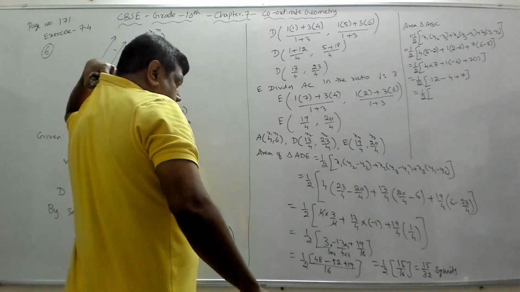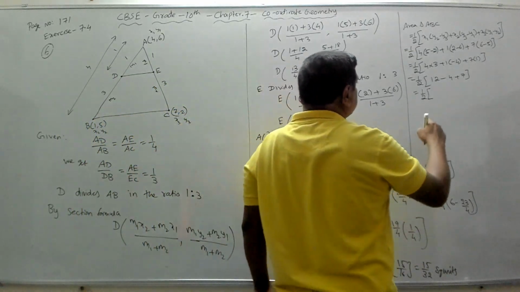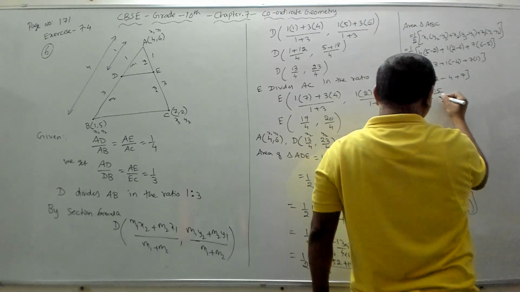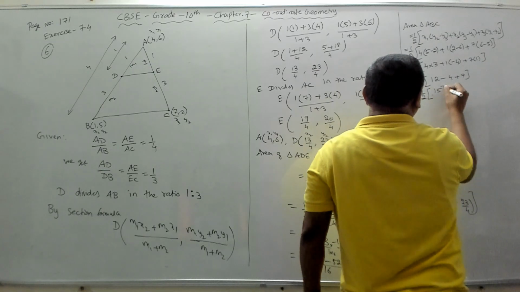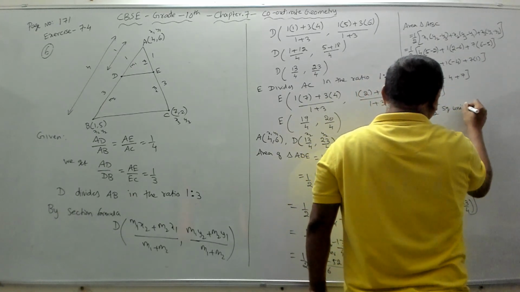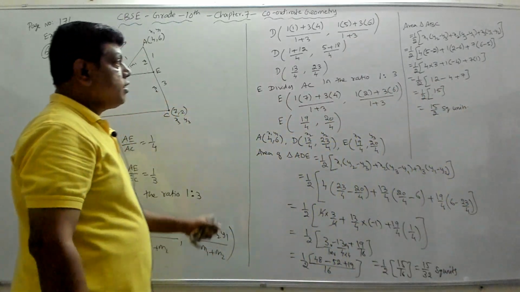Right? So if you simplify this, you get 8 plus 7 is 15 by 2. So you get it as 15 by 2 square units. 15 by 2 square units. That is the area of the triangle ABC.